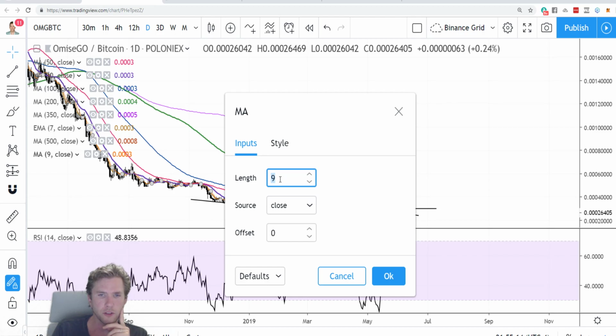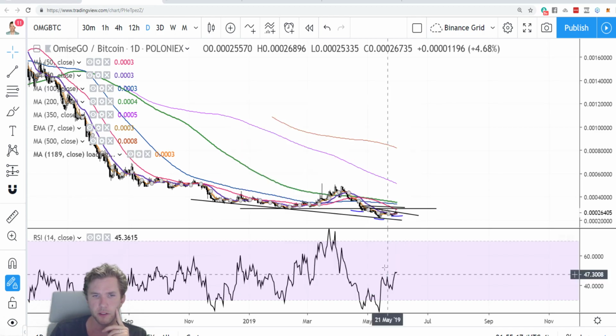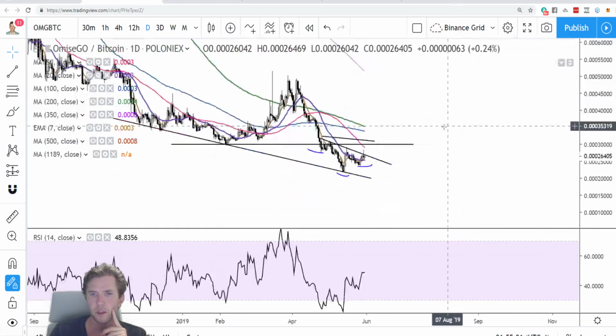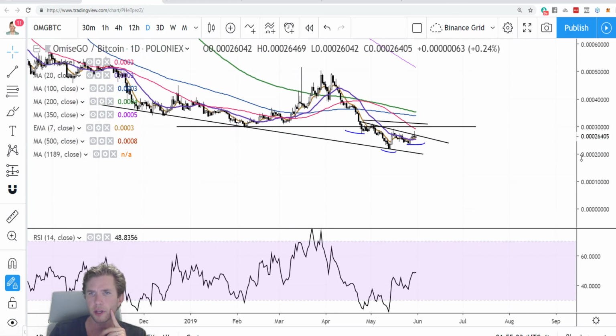Okay, so I also like the 1189 MA. This is basically the 200 MA on the weekly. That also shows up on the.